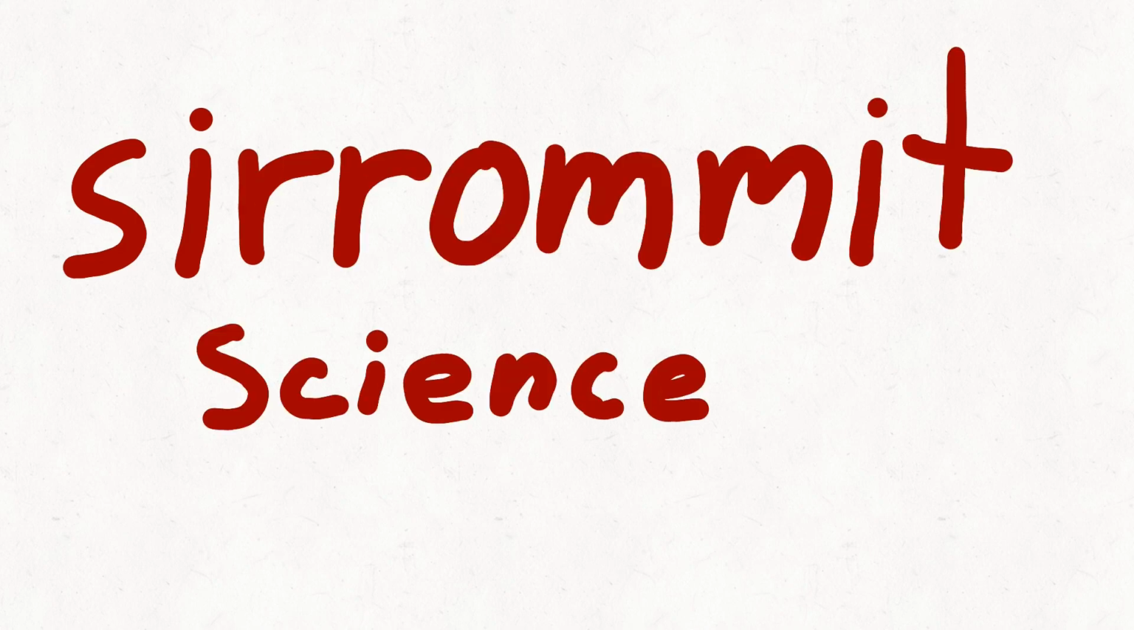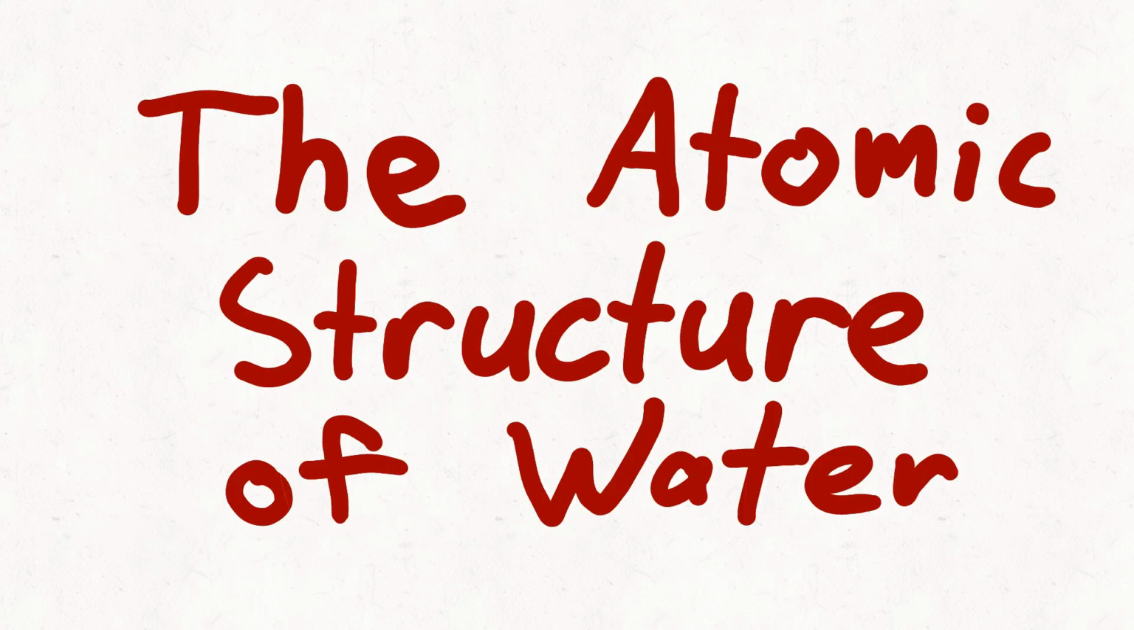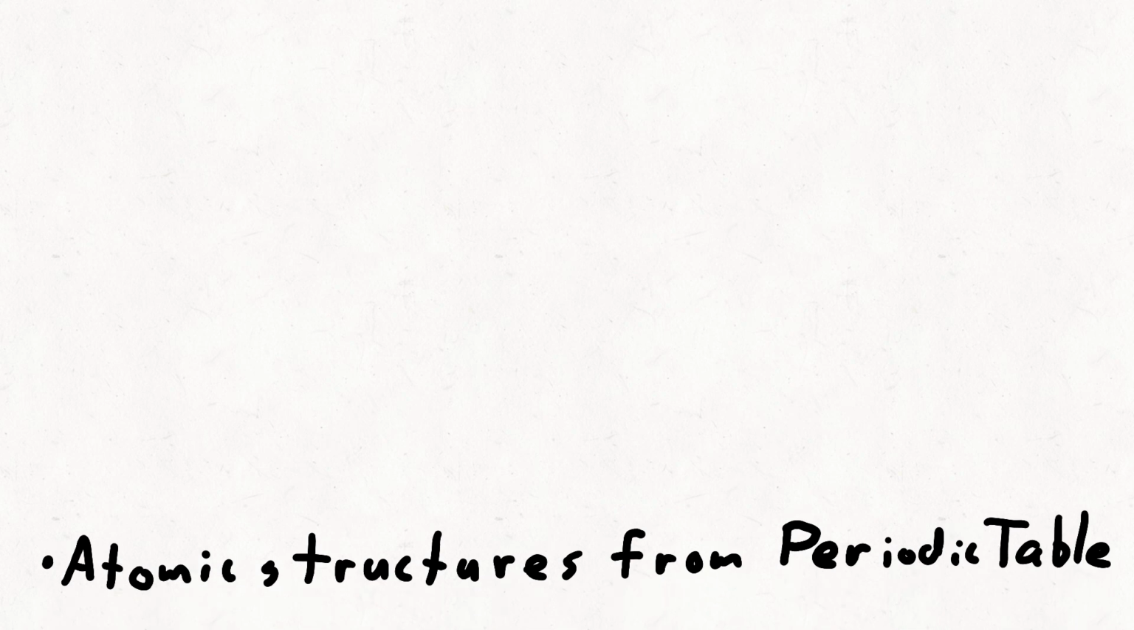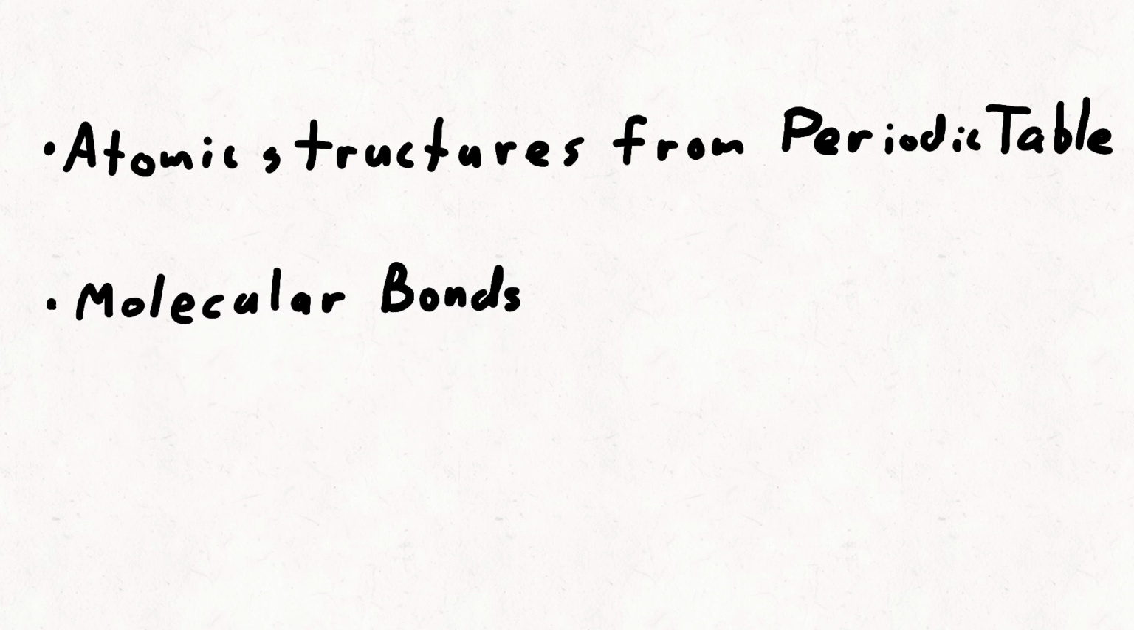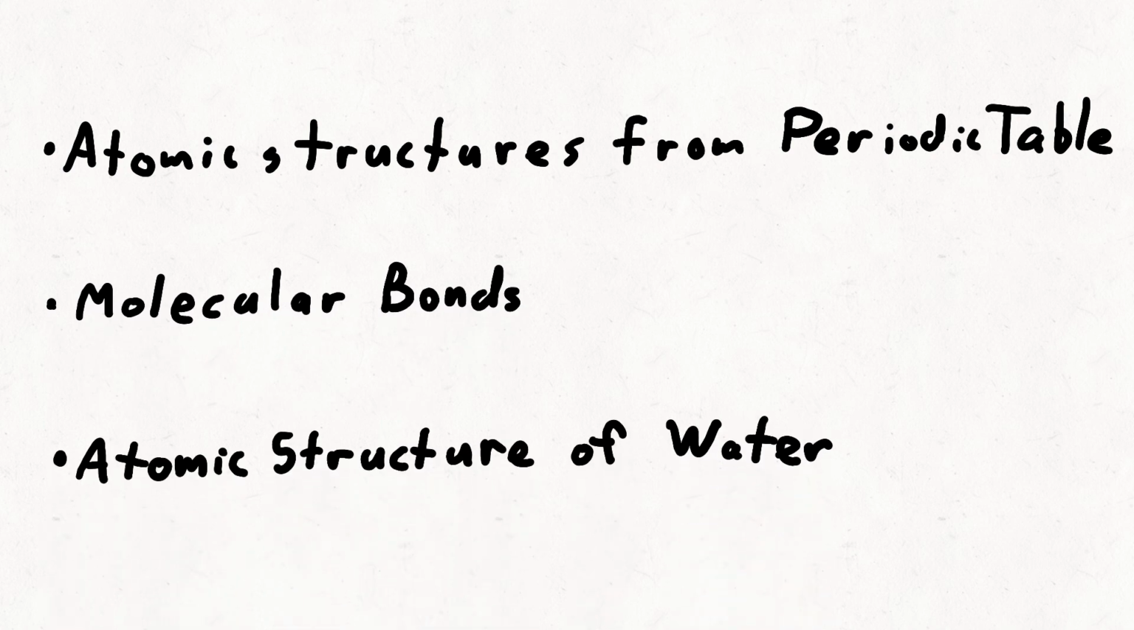Ceramic Science presents Atomic Structure of Water. In this video, we will see how to build atomic structures from the periodic table of elements, what one type of molecular bond is, and how to use this information to derive the basic atomic structure of water.